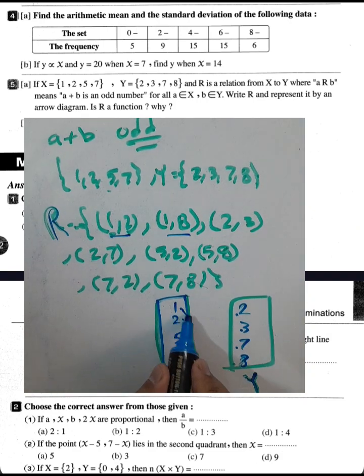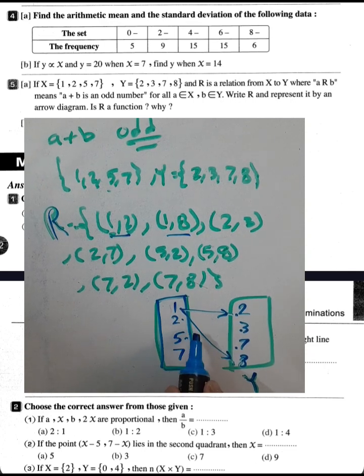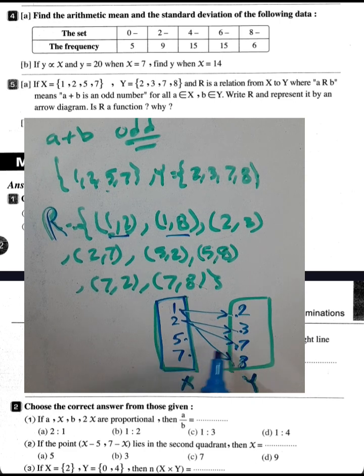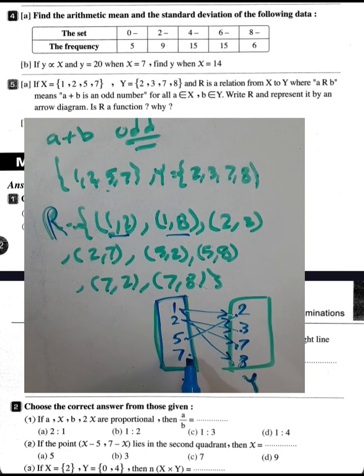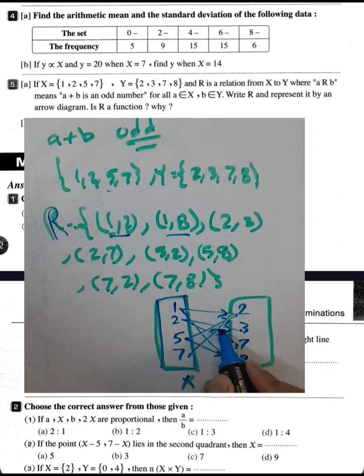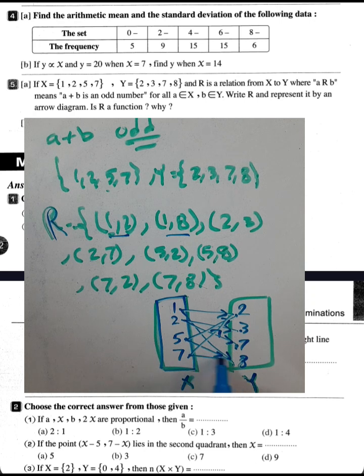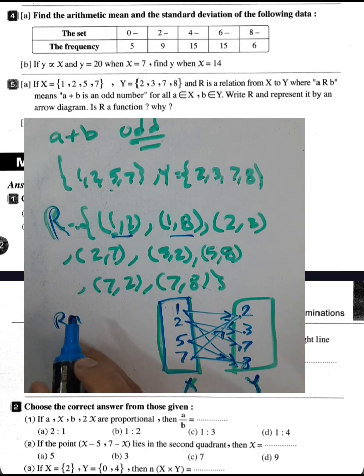1 with 2 and 1 with 8. 1 and 8, and 1 and 2, they are odd sums. 2 and 3, 2 and 7, 5 and 2, 5 and 8, 7 and 2, 7 and 8. Then we can write here R is not a function.